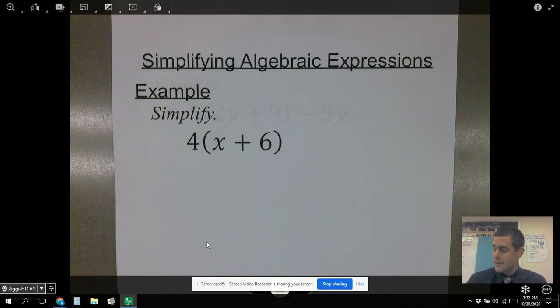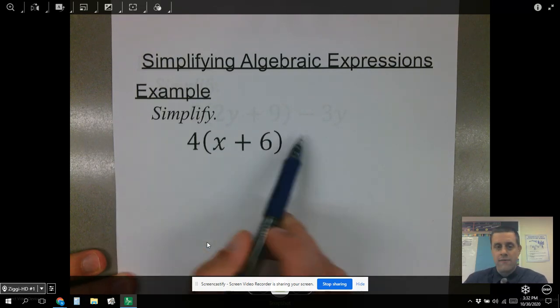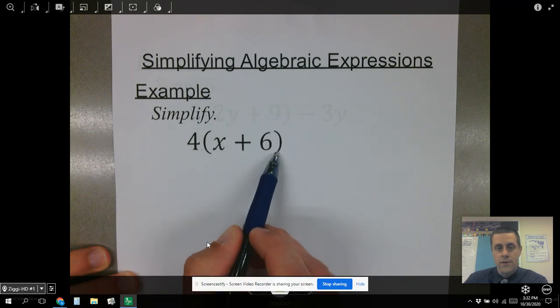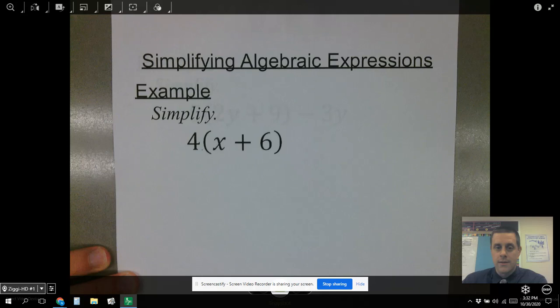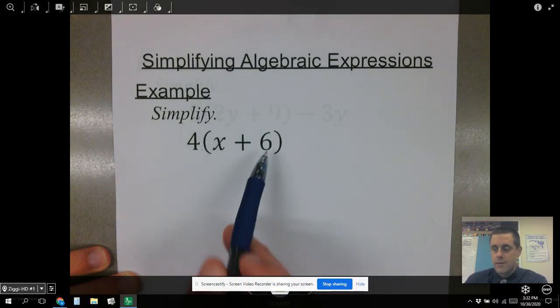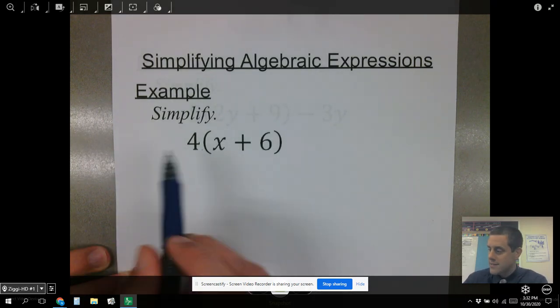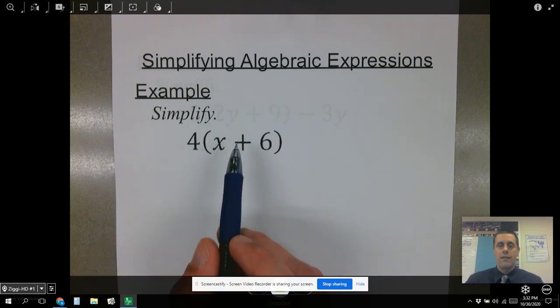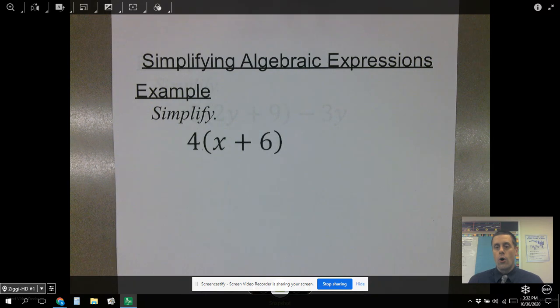Let's talk about this. Normally, we would use the order of operations to simplify this expression. And the order of operations would tell us to do grouping symbols first. And inside of those grouping symbols, we have x plus 6. Well, if you remember from our previous lesson, x and 6 cannot be combined together because they are not like terms. So our only option in this expression is to use the distributive property.